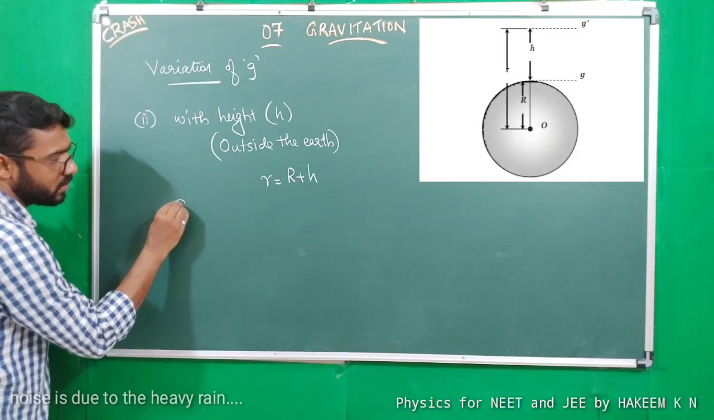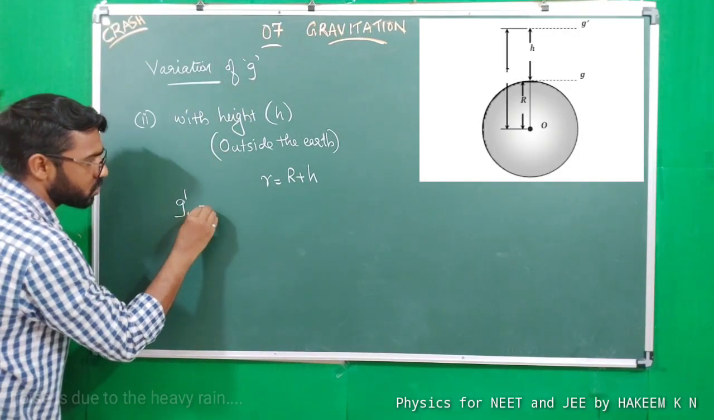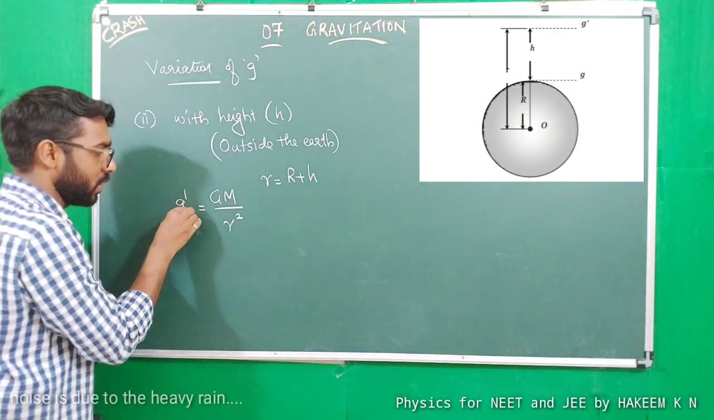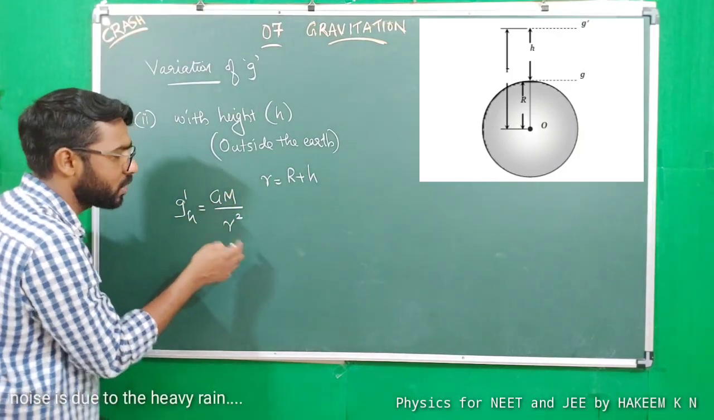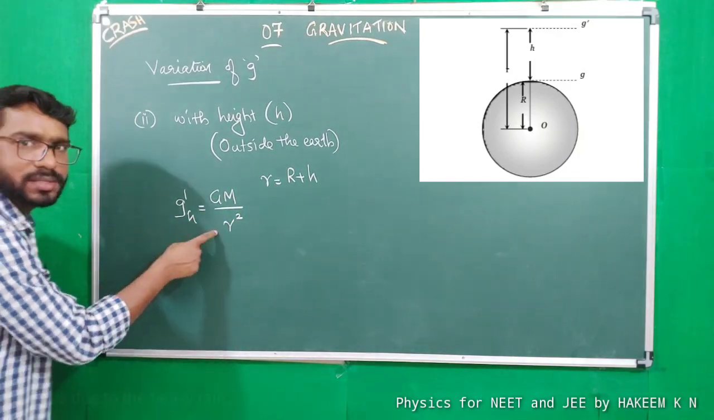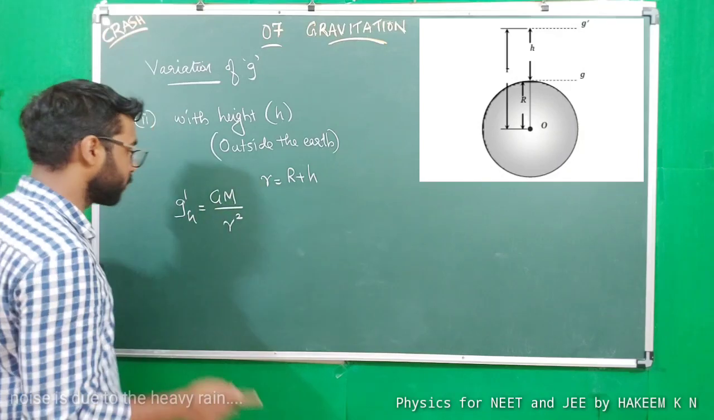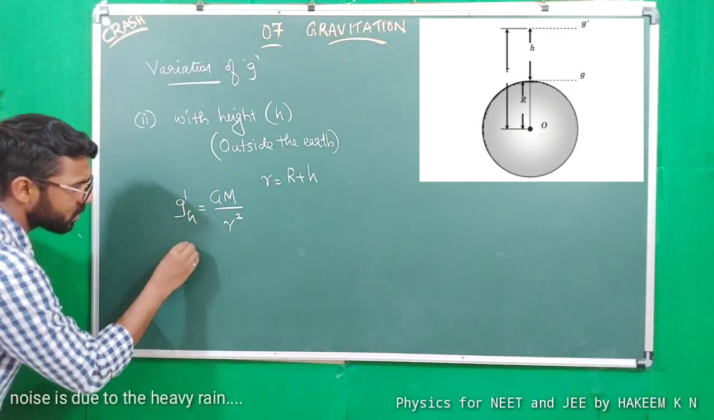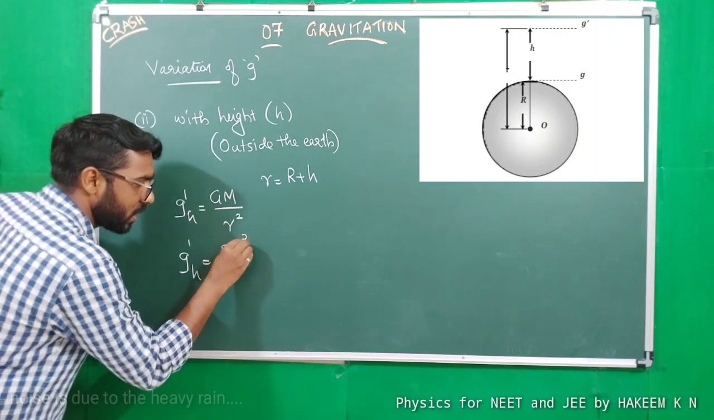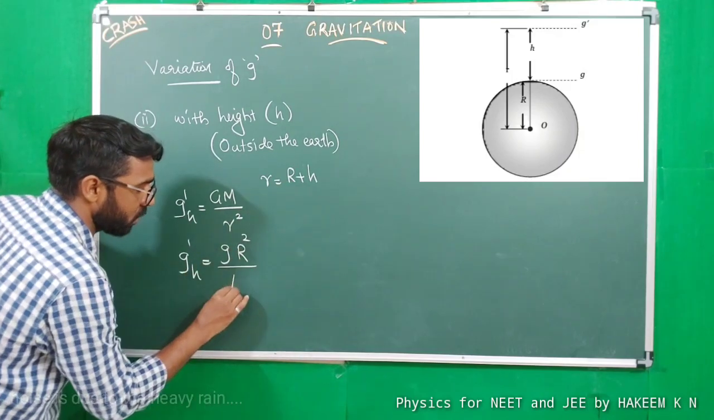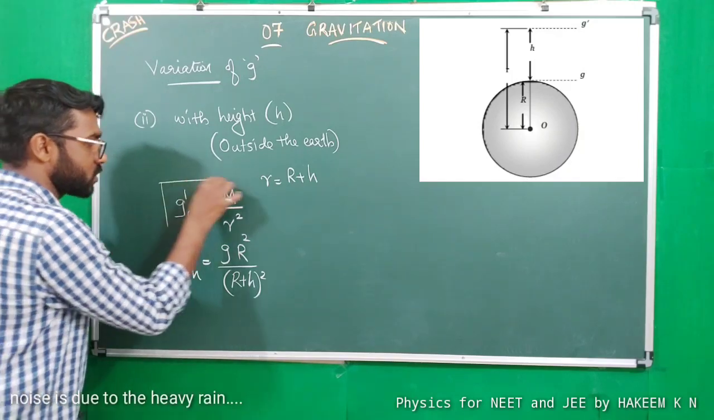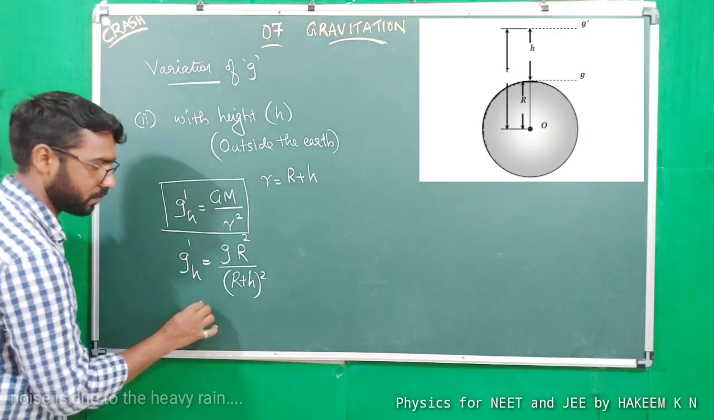So g' with the height equation is GM by small r square. Small r will come instead of capital R, the radius, that is the distance of the point from the center of Earth. So this equation we can rewrite as G capital R square divided by capital R plus h whole square. This is the acceleration due to gravity with the height.